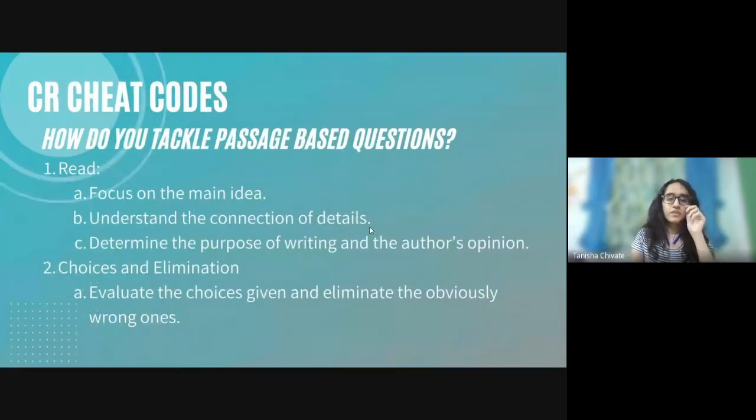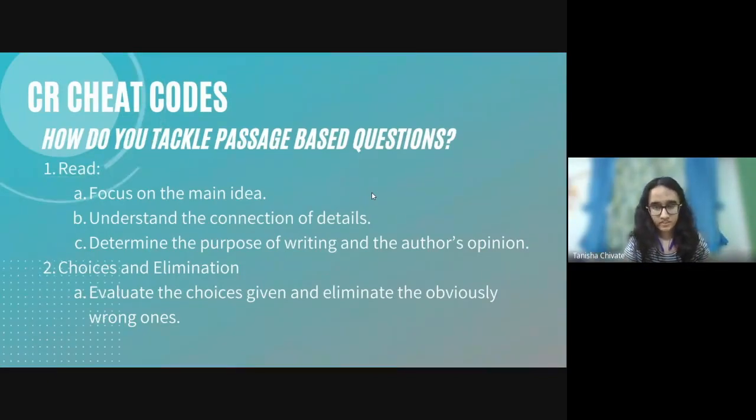Now next, these are sort of cheat codes I've made, an easy way of going about critical reasoning. First, when you read a passage, focus on the main idea. Why in the whole wide world did the author write the passage? Ask yourself that question, find the answer to that. Understand the connection of details. The author has written a passage. He's not dumped words from his head onto a sheet of paper. There's obviously some link, some connection you need to establish.